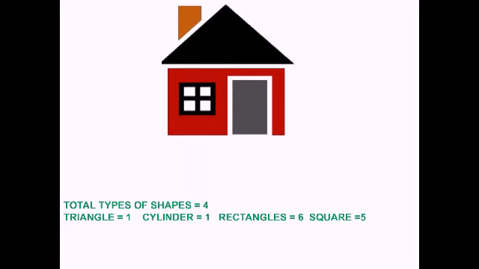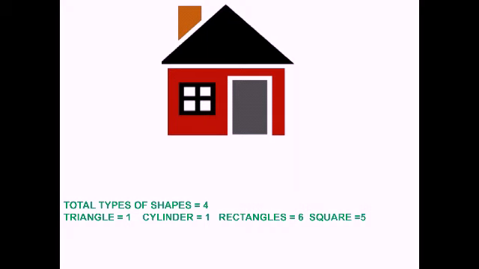Rectangles, there are 6. The house itself is rectangular, and the door. Now if you divide the windows, look here, 4 squares are made, but if you add 2 squares at a time, then you are getting 4 rectangles from there. So 4 rectangles from there, 1 the house, that is 5 rectangles, and the door, 6 rectangles.